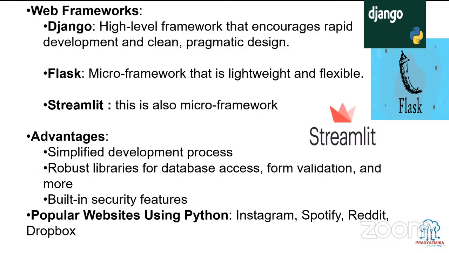What are the websites that generally use Python for developing web applications? Instagram uses Python in its backend for developing the web application. Spotify also uses Python in the backend. Reddit, Dropbox. These are the websites that generally use Python for the backend. And Instagram is the most common website that everyone uses, so it also uses Python in its backend.